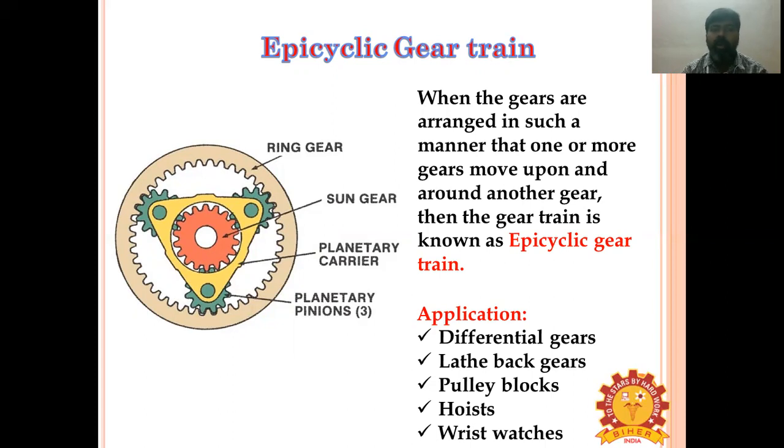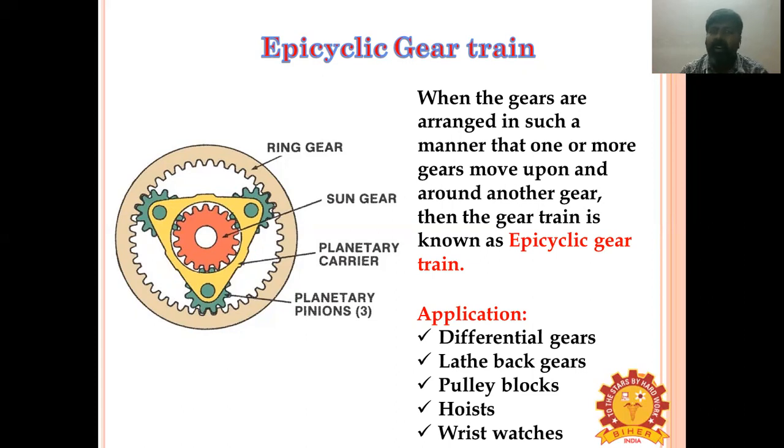Here also we have applications of the epicyclic gear train, that is, the differential gears of automobiles. You can see the differential in auto trucks and buses. Then back gears of lathe, pulley blocks, hoists, then wristwatches, etc.